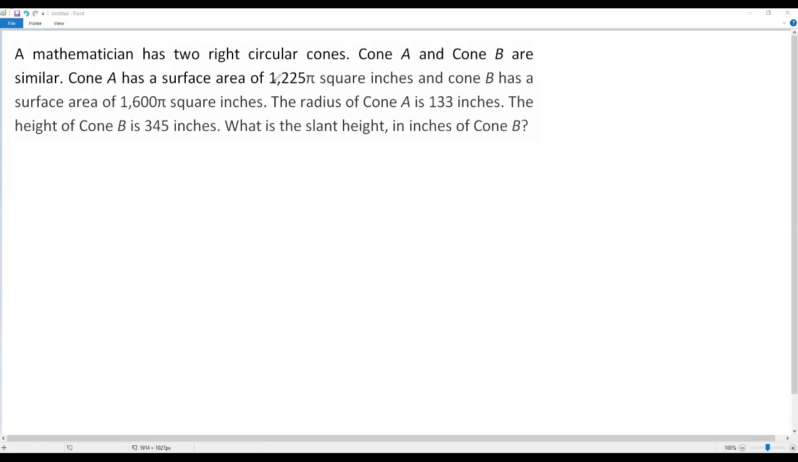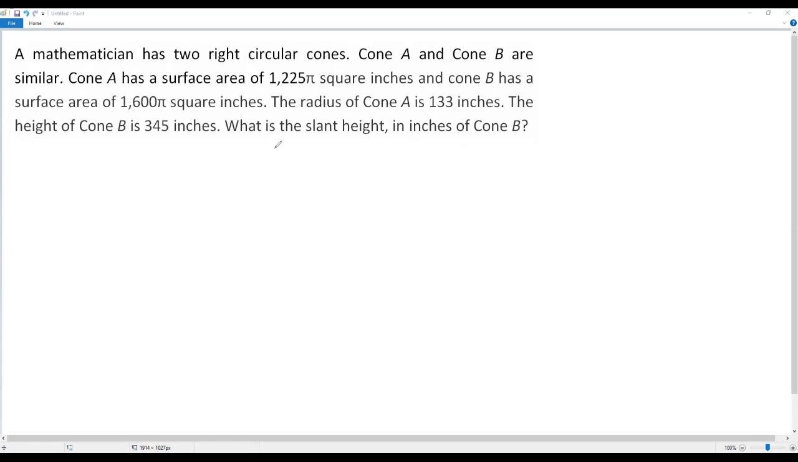Cone A has a surface area of 1225 pi square inches and cone B has a surface area of 1600 pi square inches. The radius of cone A is 133 inches. The height of cone B is 345 inches. What is the slant height in inches of cone B?